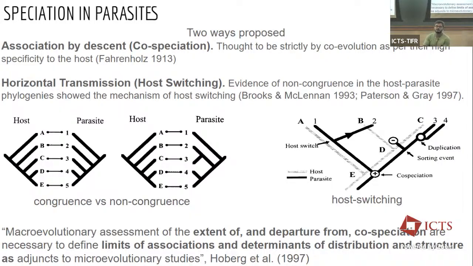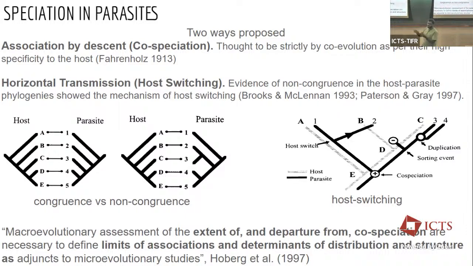What's the difference between host switching and non-congruence? So non-congruence is, actually, these two are not very different things. Non-congruence is when you're looking at the system, and the way the parasite has evolved is not completely dependent on the host. There might be some other factors that could have happened. It's a very hypothetical scenario. I'm not presenting a hard example from any wild systems.